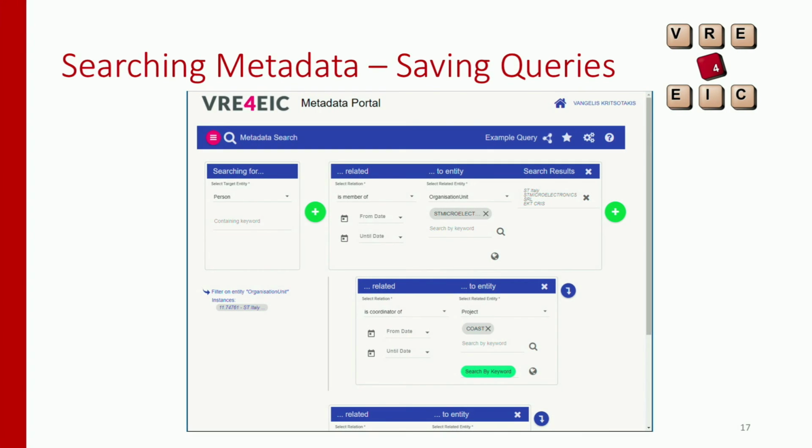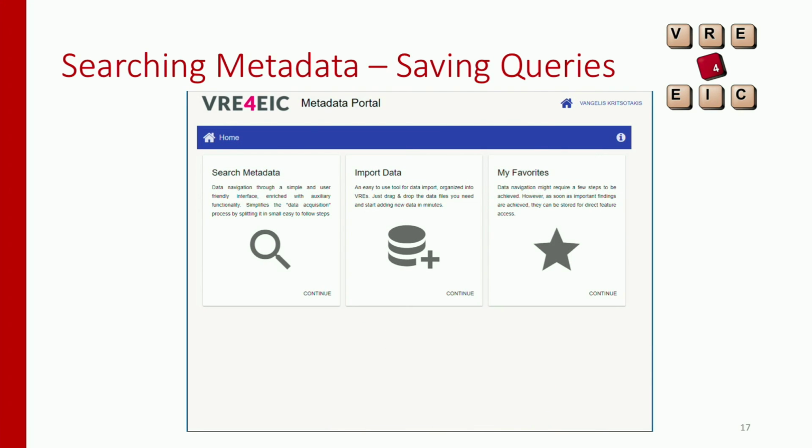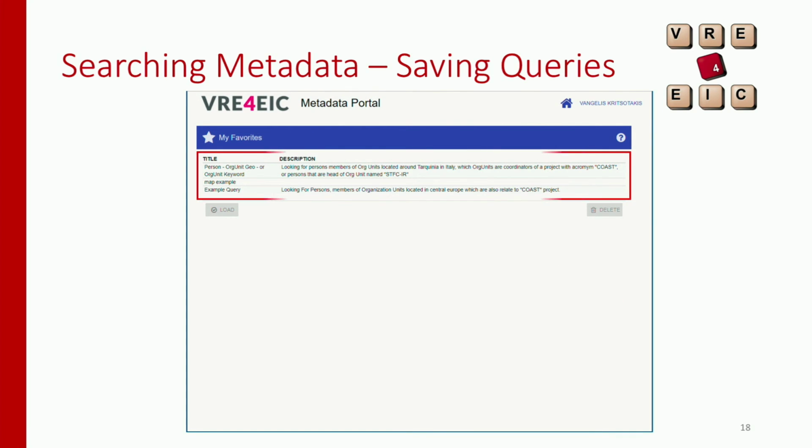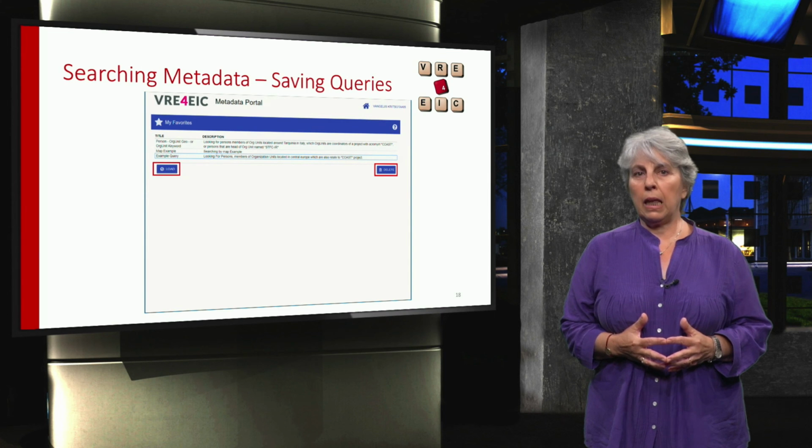Users have access to their stored queries either from the quick drop-down menu located on the top right corner in every page or from the home view by clicking on the respective button. The new view contains a list of all queries currently stored into the system by the logged-in user and 2 buttons for loading or deleting the selected one.